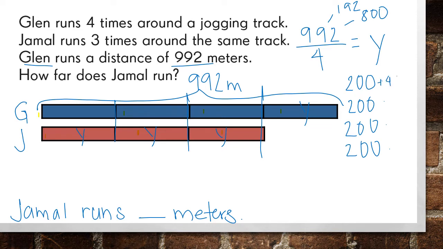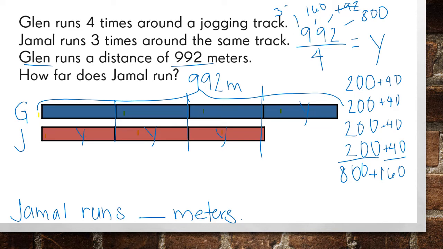So 40, 40, 40, 40. That is a total of 40 and 40 is 80. Another 40 and 40 is 80. So that's 160 that we've used, plus this 800. So far, we've used that. So now you can see that you have used 960. We used 160 more. We have 32 meters left. I bet you see it now. You know what 32 shared by 4 is. That's 8.